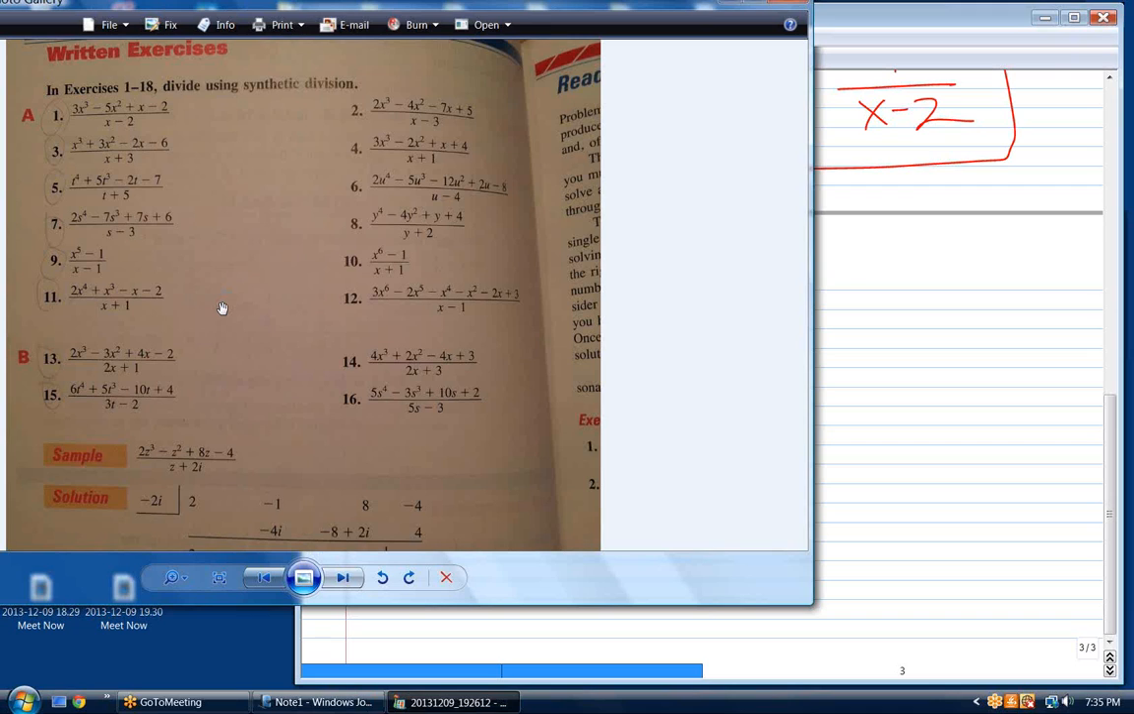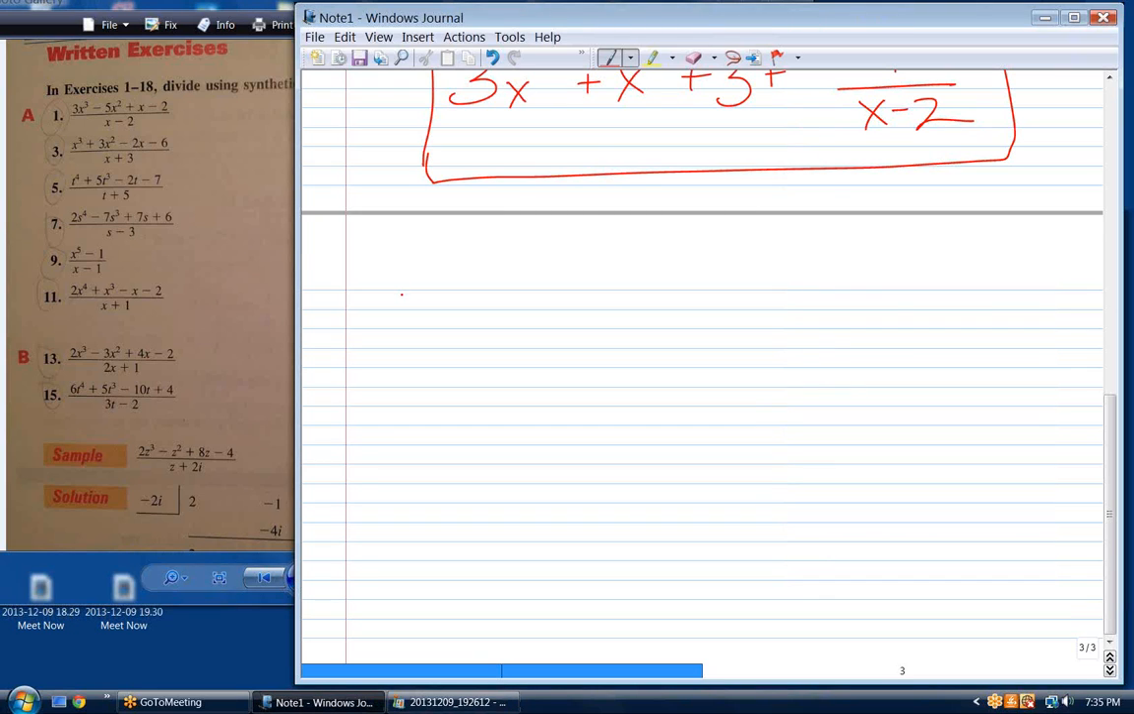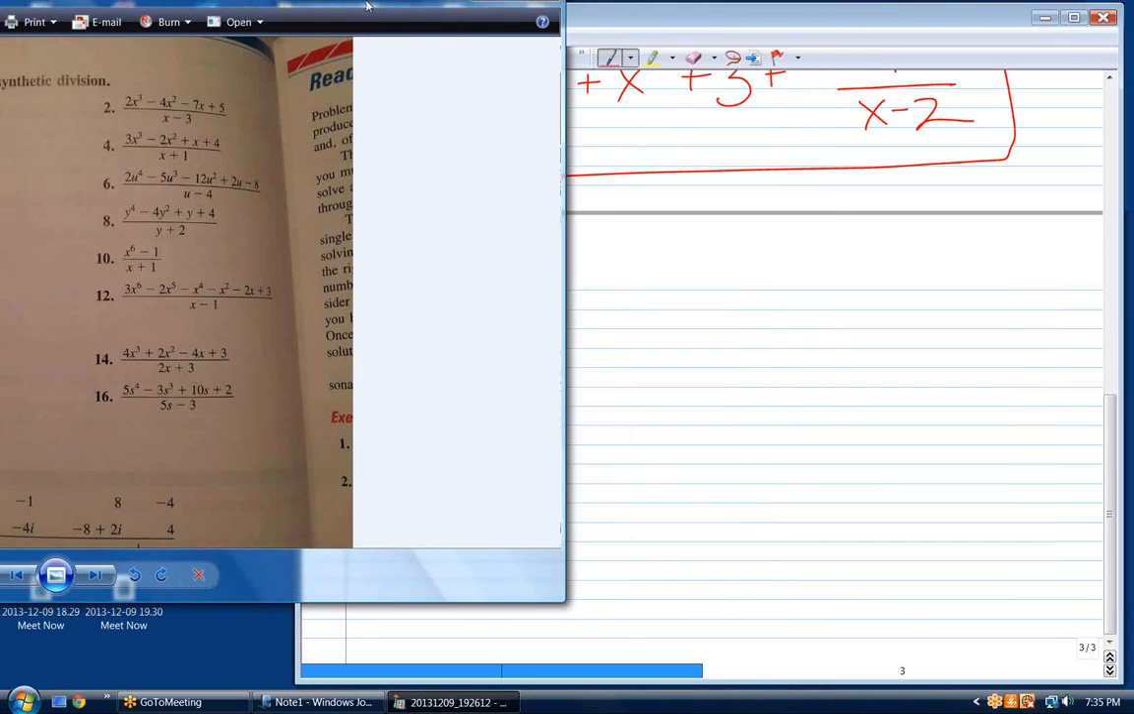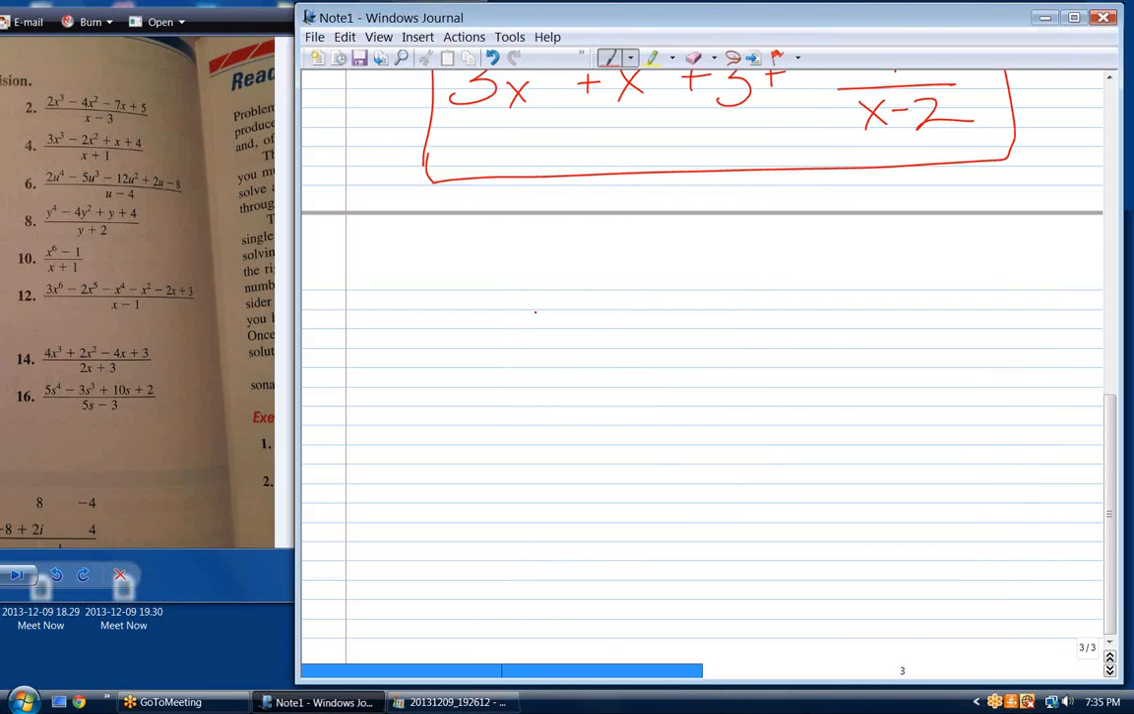What do you want to do next? Just go all the way down to number, I believe, 11. Odds only? No, all of them. So you want to do 2 next? Yep. Okay. So give me the string of coefficients that I want to write across the top. 2, -4, -2, and 5. -7 and 5. Oh yeah, -7, sorry. Okay. What goes in the box?